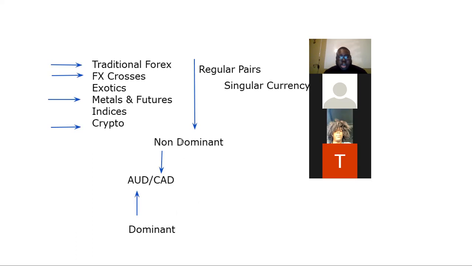Dominant AUD, non-dominant CAD. So if AUD is stronger than the Canadian dollar, what should I be looking for? Type it in the chat. If AUD is stronger than CAD, what should I be looking for? Buy, correct. Now, if CAD is stronger than AUD, what should I be looking for? Sell, correct. Y'all got it.